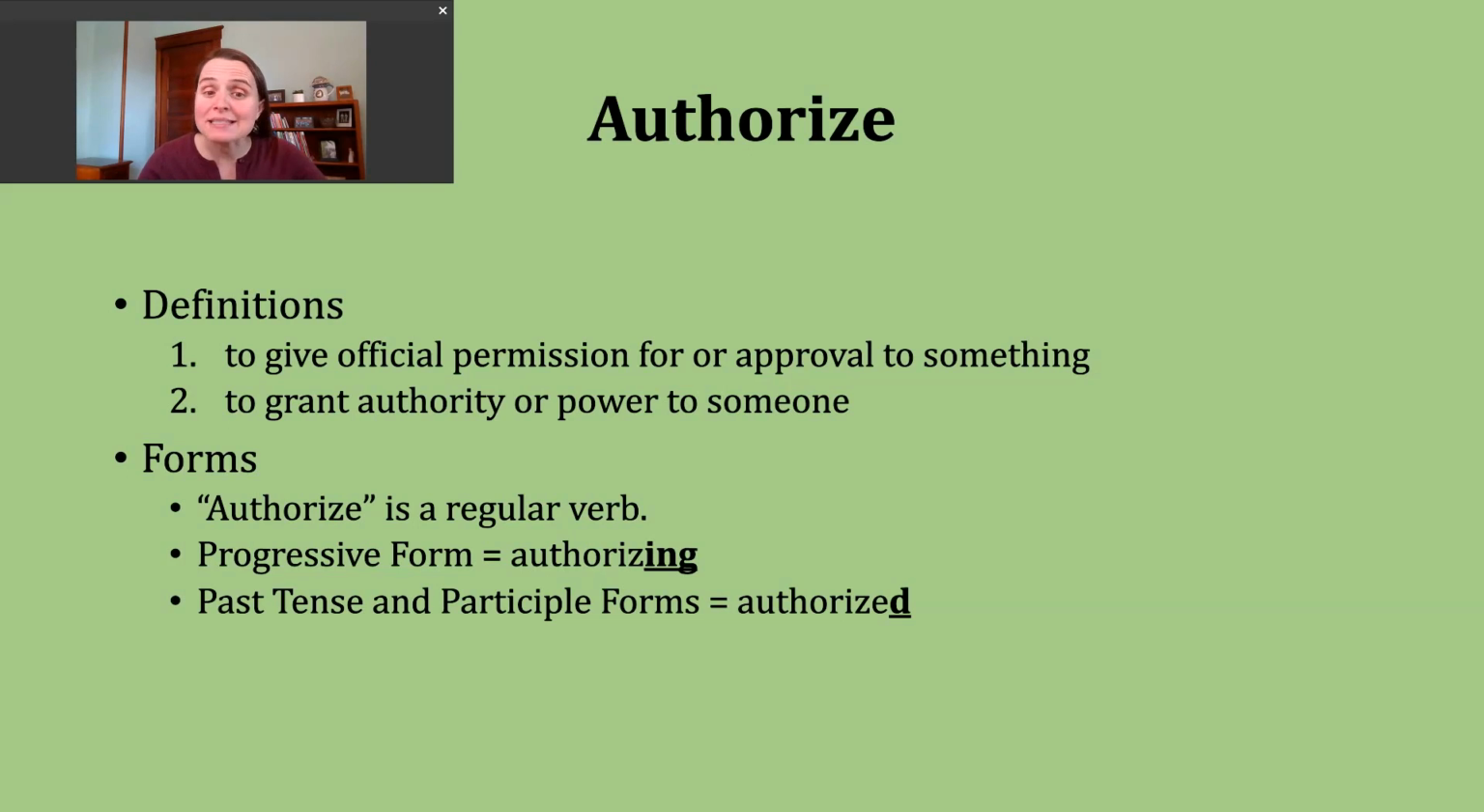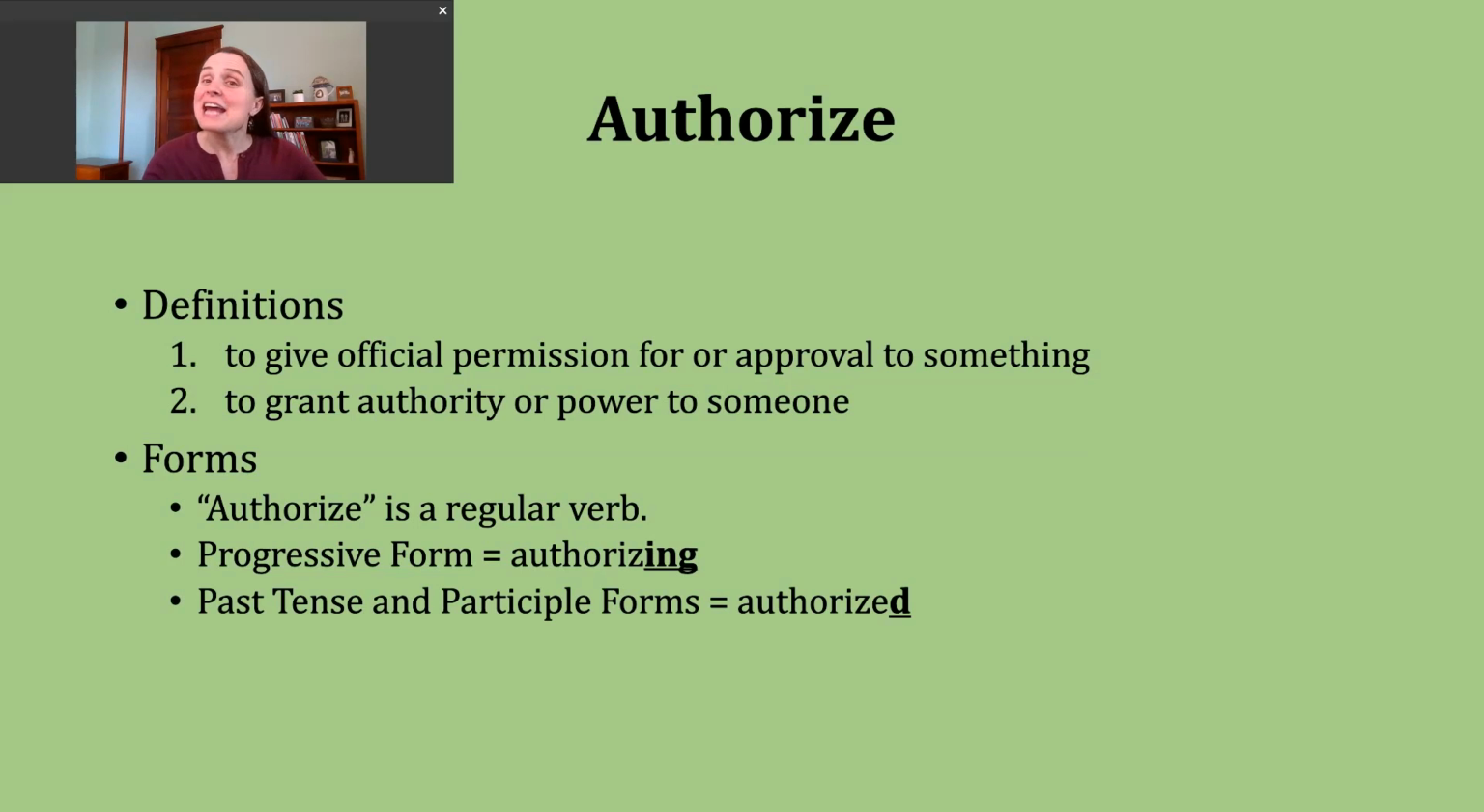To form the past tense and participle forms, all we need to do is add a D here to form authorized. Right? And as I say that past tense and participle form, you might notice I'm just making a D sound, right? And that's because our verb ends with a voiced Z sound. So authorized, right? I'm not adding an extra syllable, so I'm not saying id with it. I'm just making the D sound.